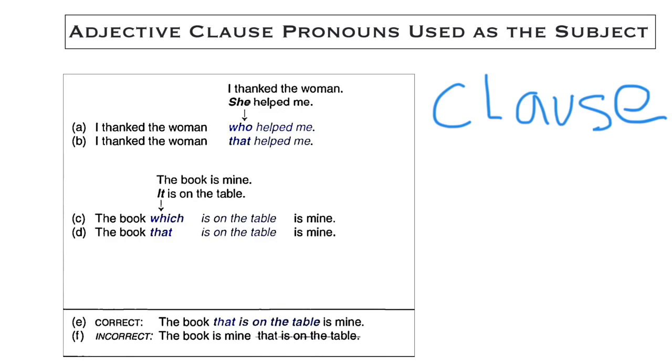An adjective clause closely follows the noun it modifies. As in E, the adjective clause that is on the table closely follows the noun it modifies, the book. While in F, it is incorrect because the adjective clause doesn't closely follow the book.